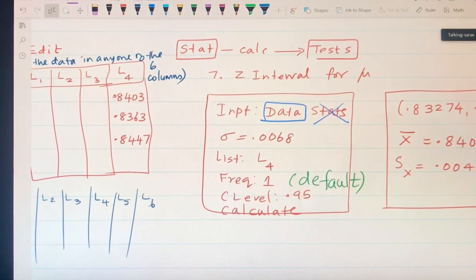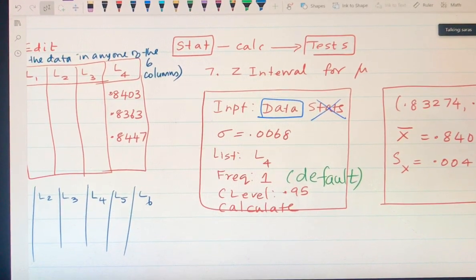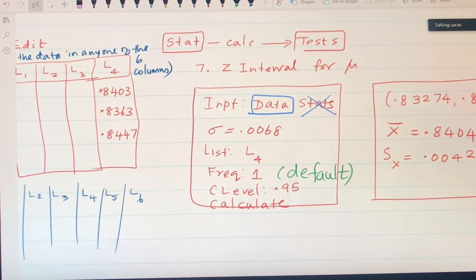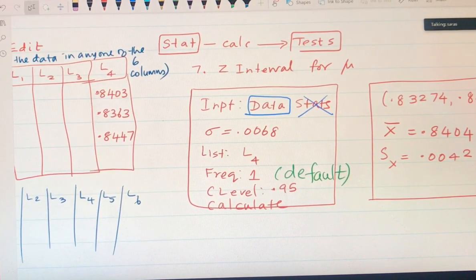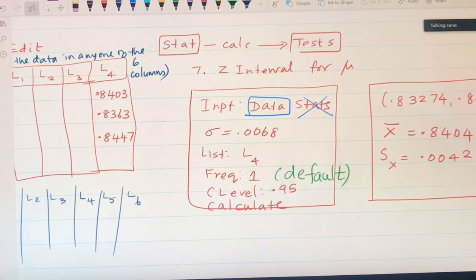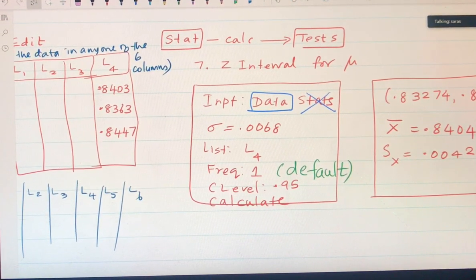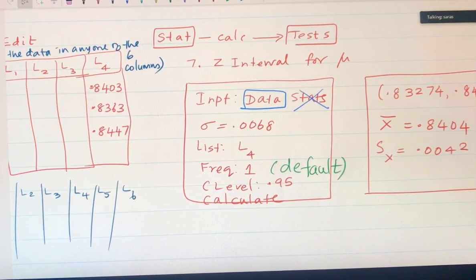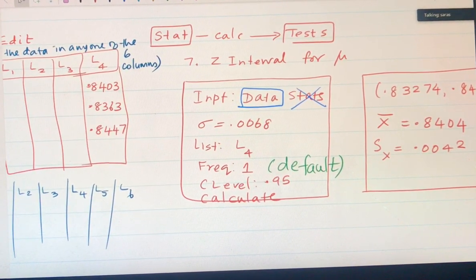I'm going to be choosing the data option. Okay. So once I pick the data option, the screen changes. See, it's not asking for your X bar, right? It's going to ask the sigma value as always. So the sigma value, plug it in. Maybe you can use the TI and you can check for yourself.